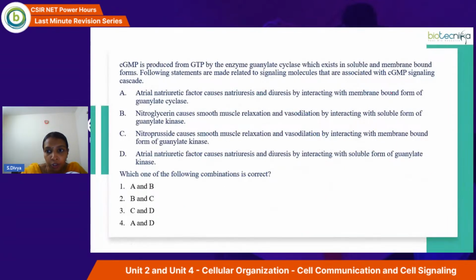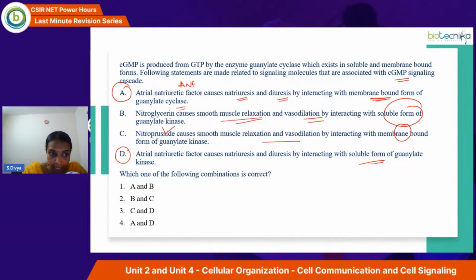Now this is with respect to cGMP signaling. ANF causes natriuresis and diuresis by interacting with the membrane bound form of GC. Now this A and D, you can see this is membrane bound, this is soluble form. One of them has to be correct. Nitroglycerin causes smooth muscle relaxation and vasodilation by interacting with the soluble form. Nitroprusside causes the same thing but bound with membrane. So from this, among A and D, one has to be correct, and among B and C, one has to be correct. Now find out the correct combination out of this.